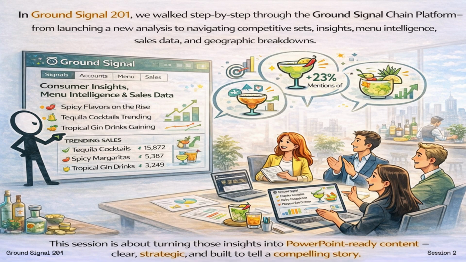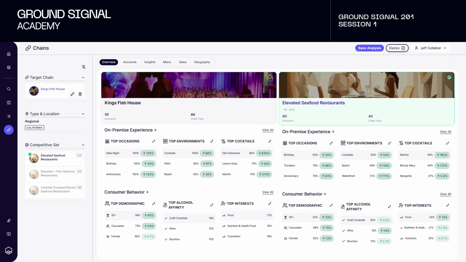Let's get started. We will begin this session where we finished the last session, on the chain analysis overview screen. As you might remember, we walked through each of the tabs in our last session, taking a moment to discuss the signals we uncovered. During that walkthrough, you may have noticed the Save Analysis and Decks buttons located at the top of the screen. Well, it is now time to put them to use.